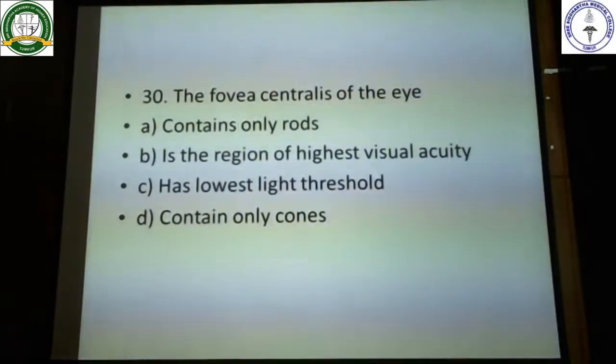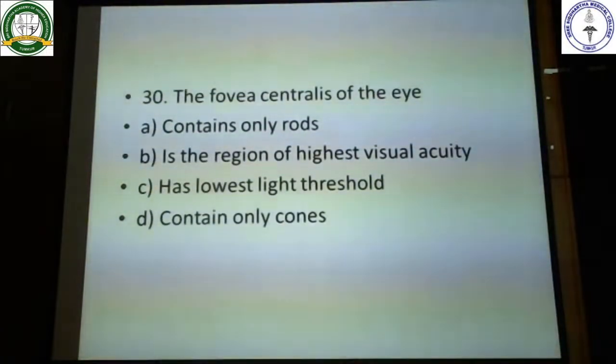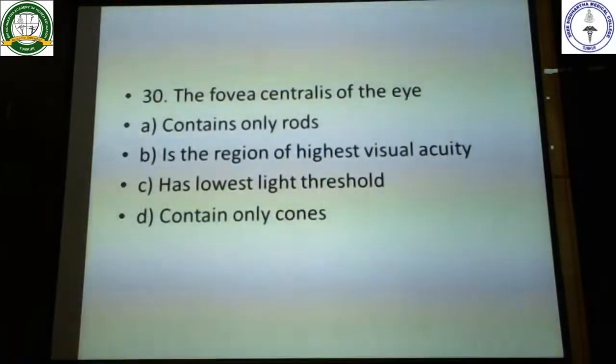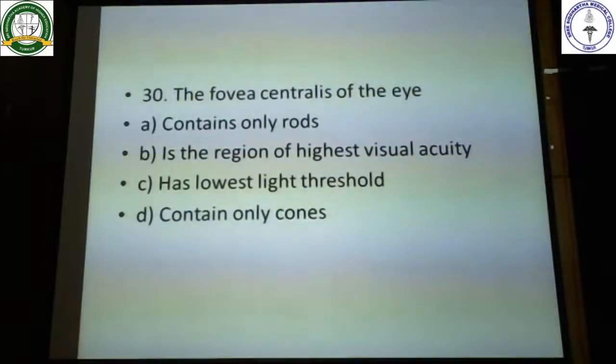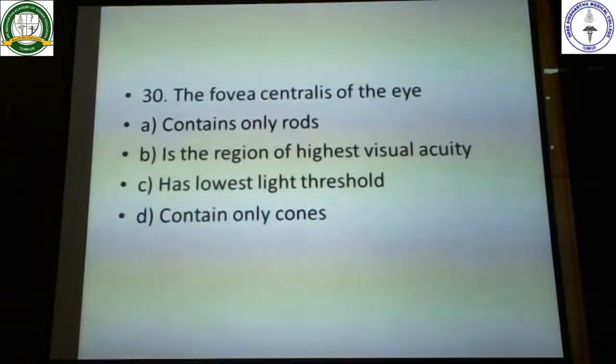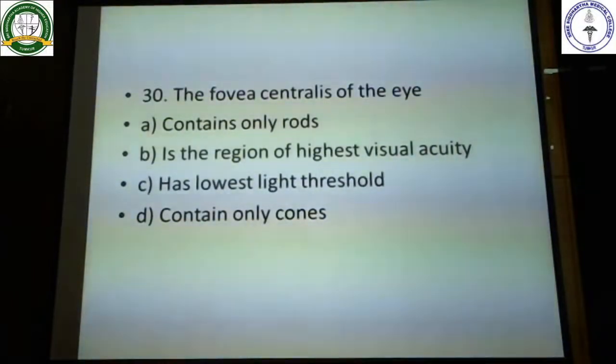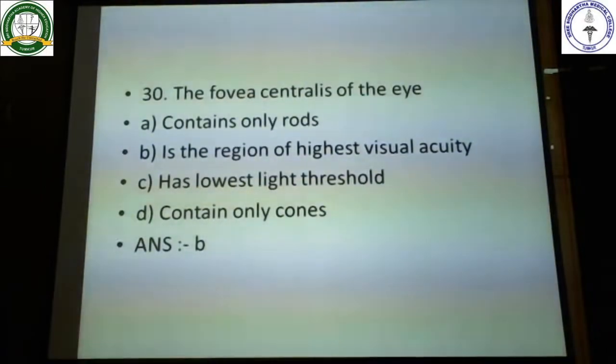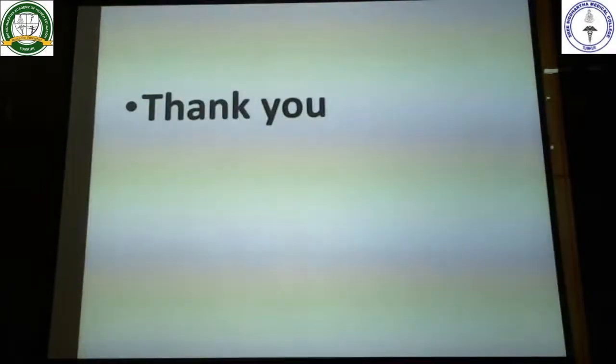The fovea centralis. Now you should know what the fovea centralis is. It can be a 3-mark question also. So the fovea centralis of the eye contains only rods, is the region for highest visual acuity, has lowest light threshold, contains only cones. What is the answer? Of course, it is the region for highest visual acuity.